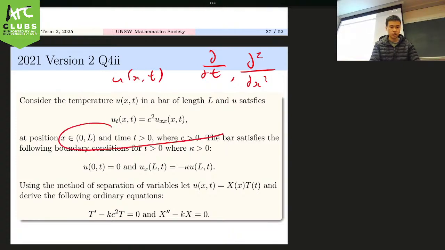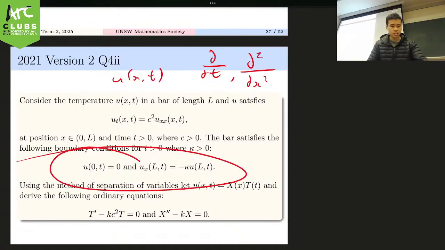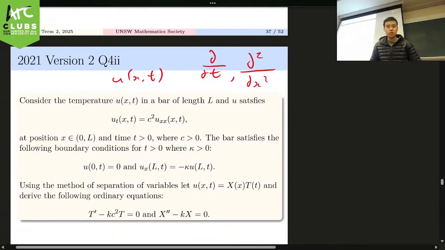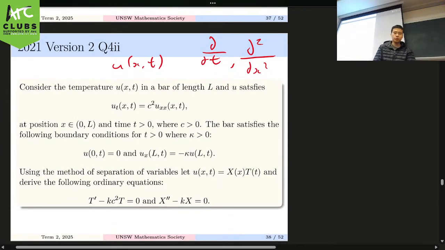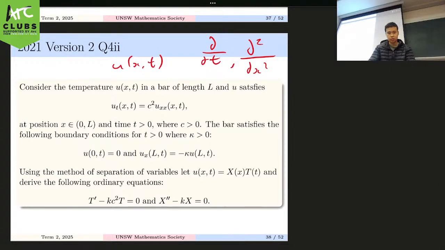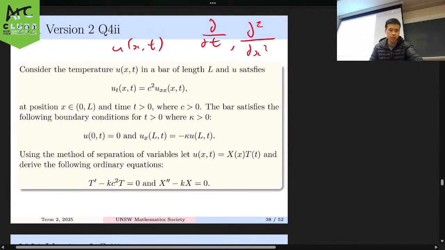And you have a bunch of setups here essentially. Additionally, we have these initial and boundary conditions, at t equal to 0, and at the ends of the length, with some negative kappa multiplied by a function. Using the method of separation of variables, we derive these equations. It's already kind of stated in the question.